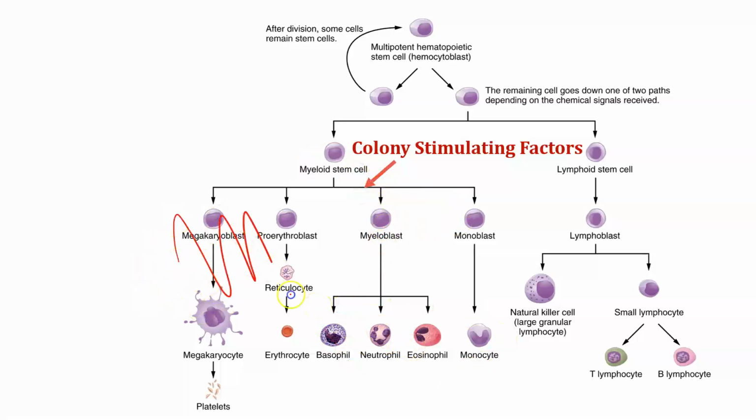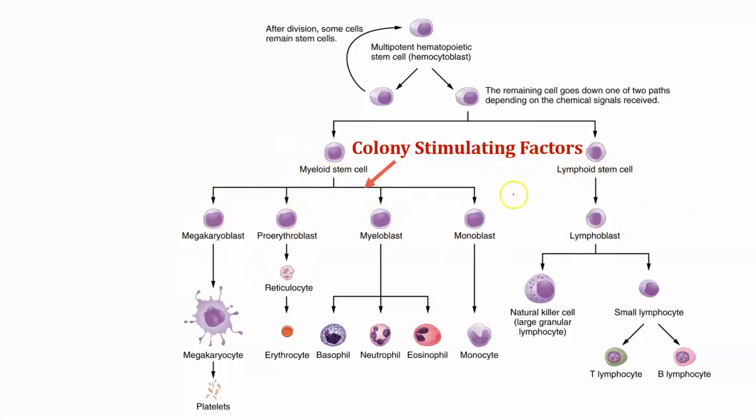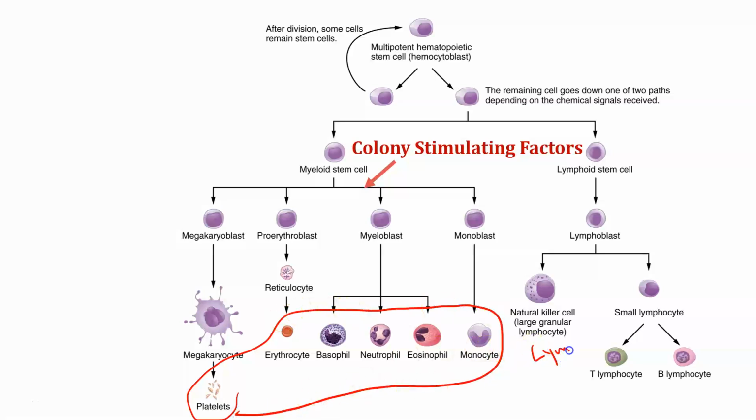I'm not requiring that you know all of these precursor cells, but you should know that there's two lineages: the myeloid stem cell lineage and the lymphoid stem cell lineage, and then you should know what is ultimately made. These ones, and then for this chapter, just know that these are lymphocytes. Don't need to know the specific ones quite yet. And then the two hormones, erythropoietin and colony stimulating factor. Erythropoietin for red blood cells, colony stimulating factor for white blood cells.